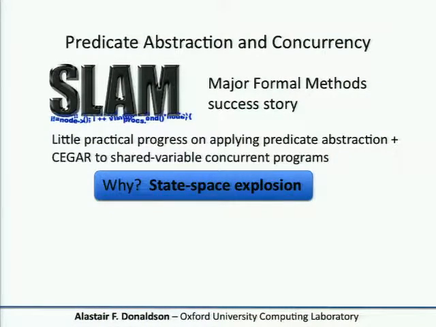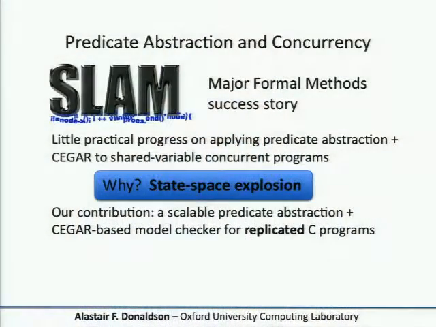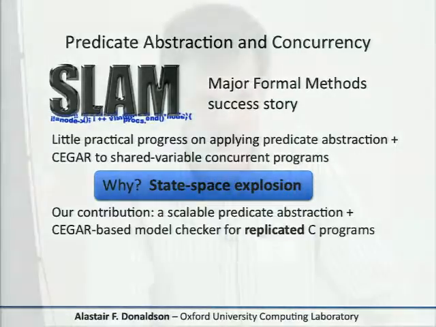So abstraction may be more expensive if you have multiple threads, and also the verification of a concurrent Boolean program becomes intractable as the number of threads increases. So in this work, we've been contributing to this situation by designing a scalable predicate abstraction and CEGAR-based model checker, which is geared towards verifying replicated C programs.